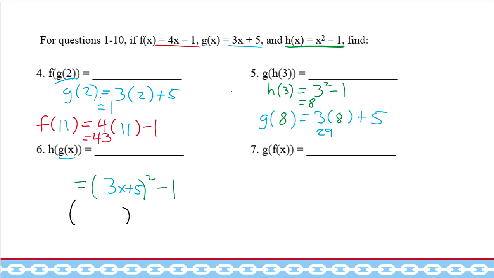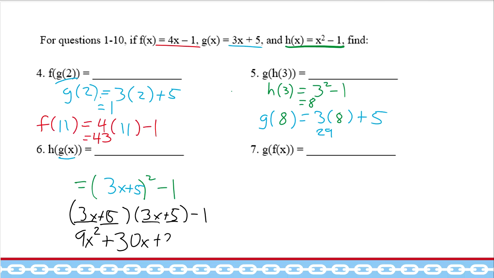Okay, so I need to square 3x plus 5. Right, so that's going to be FOIL. 3x plus 5 times 3x plus 5. And then minus 1. Right, so 3x times 3x would be 9x squared. And then I'm going to get 3x times 5 is 15x. And then I'm going to get another 15x from 5 times 3x. Right, so it'd be 30x plus 25 minus 1. So my final answer here would be 9x squared plus 30x plus 24.